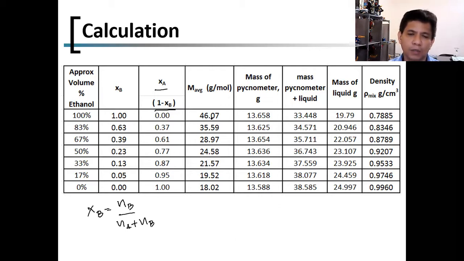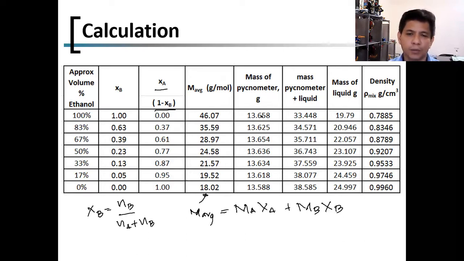And then you are also asked to calculate the average molar mass. I already discussed this in the first video. Remember the formula for this, it has shown up in the board exam. It's just molar mass of A, this is your water, times x sub A, plus molar mass of B times x sub B. So this is how you calculate this column.